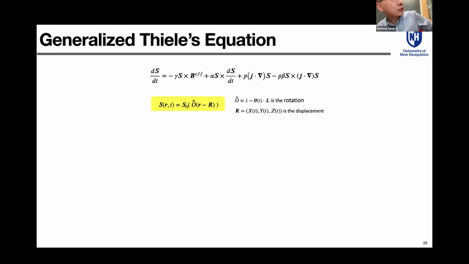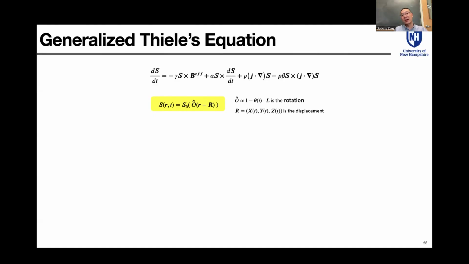So this numerical simulation can actually be captured nicely by an analytical analysis. What we do is to model the collective motion of the Hopfion, and write the spin at the time and the spatial evolution of spin in terms of this equation. Here, capital R describes the displacement of the Hopfion, and this parameter theta in the rotation operator O describes the rotation angle.